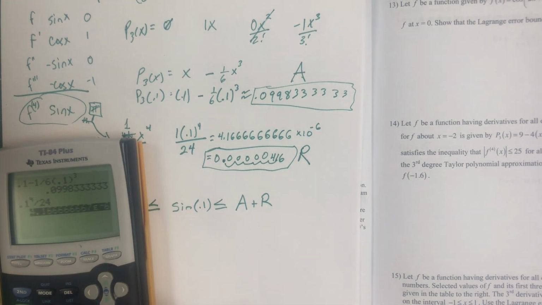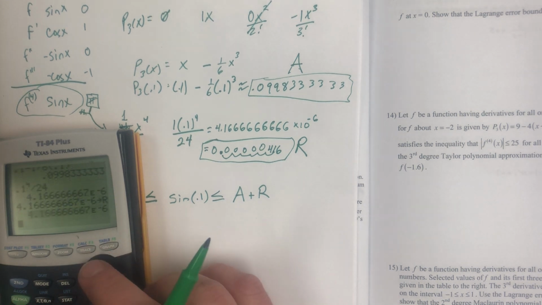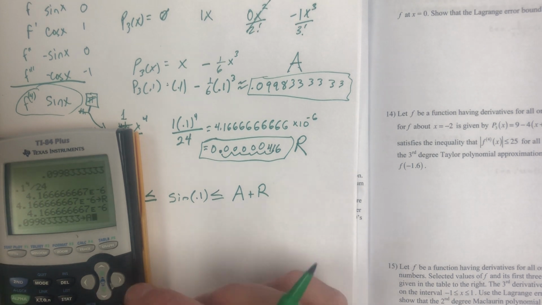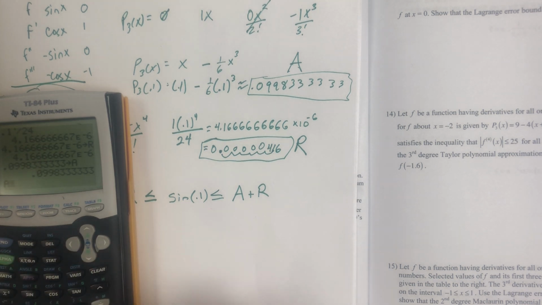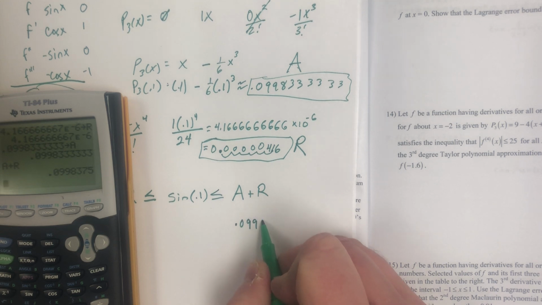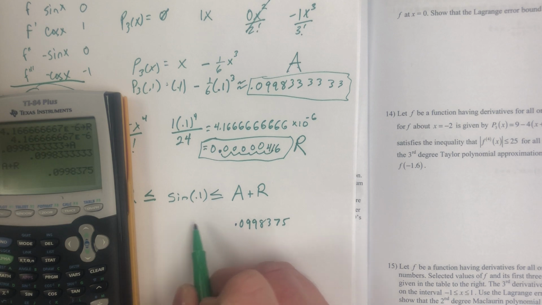So I'll take this, I'm going to store this as R, because I can do that in my calculator for fun, and take this other one that we got. I'm going to store that as A. So if I take A plus R, I get 0.099835. That is the biggest that sine of 0.1 can be.